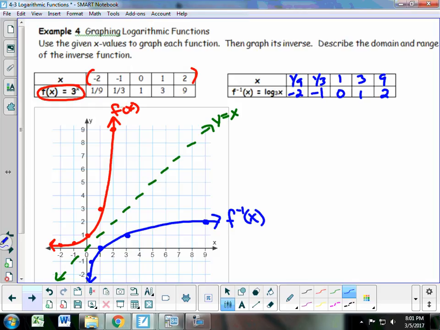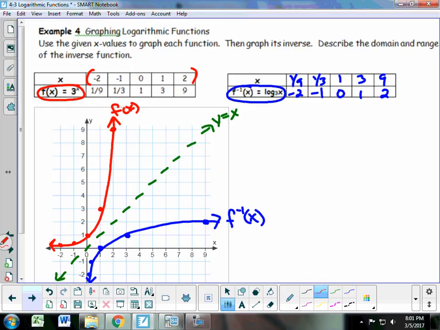Now the homework will not ask you to write the inverse function, but I challenge you to do that. Basically it's just whatever the base is, make sure you write it as log base that number. So in this case, base 3. And let's not forget domain and range.